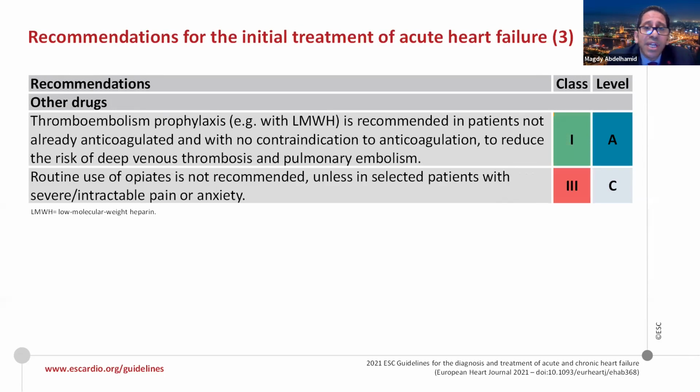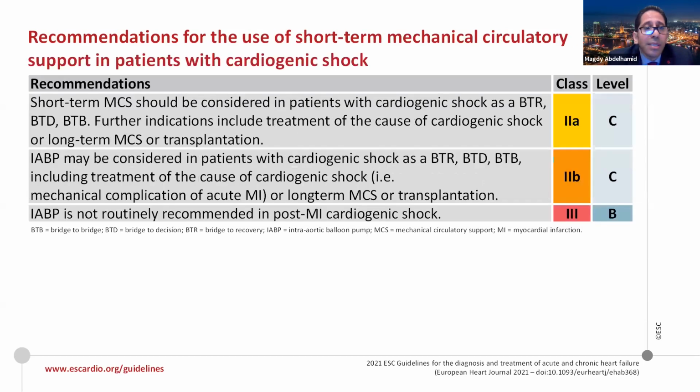Thromboembolism prophylaxis is very important with the use of low molecular weight heparin, a class 1A recommendation in patients not already anticoagulated and with no contraindication to anticoagulation. Why? To reduce the risk of DVT and pulmonary embolism. Routine use of opiates now is class 3, not recommended.